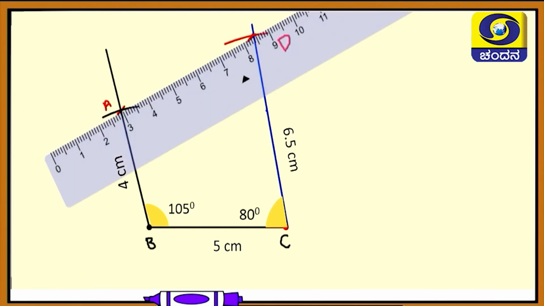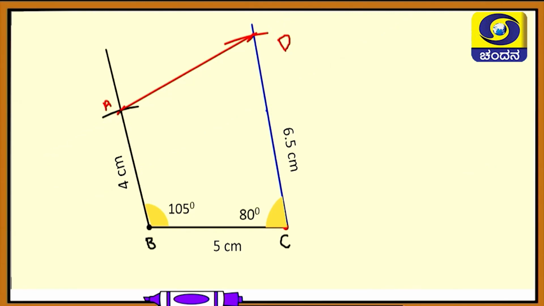Yes, now I will join A and D. This is what? ABCD is the required quadrilateral here, children. This you have to construct like this only, children.